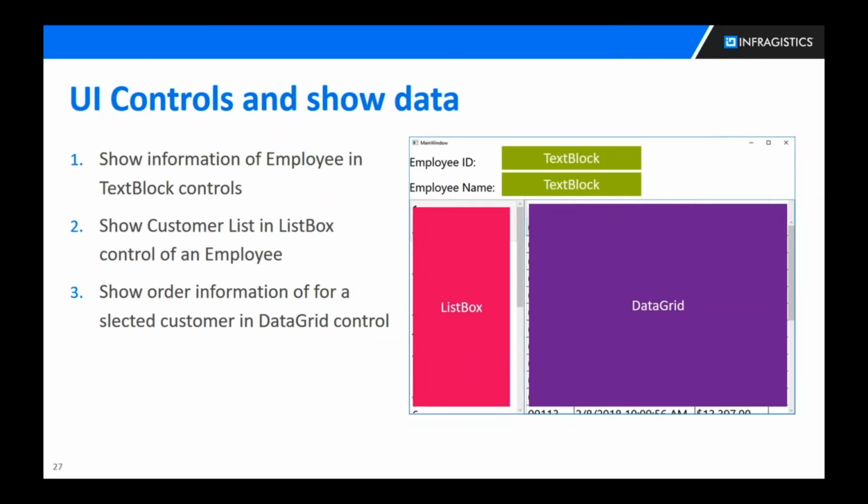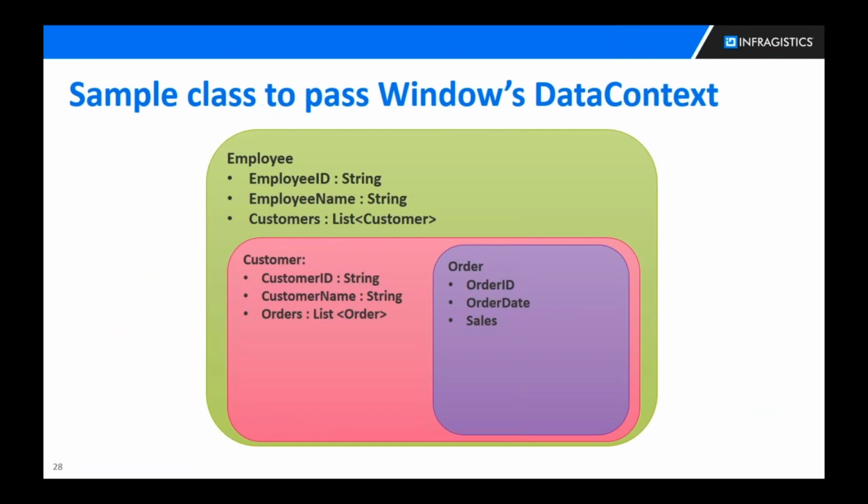So first, I'm going to set up the UIs. For employee ID and employee name, I'm going to use a text block to show the data. Also, I'm going to use a list box on the left side to show the collection of the customers. Also, I'm going to use a data grid for the collection of the orders, which is selected by the user in the list box. So this is just one of the examples that you can achieve.